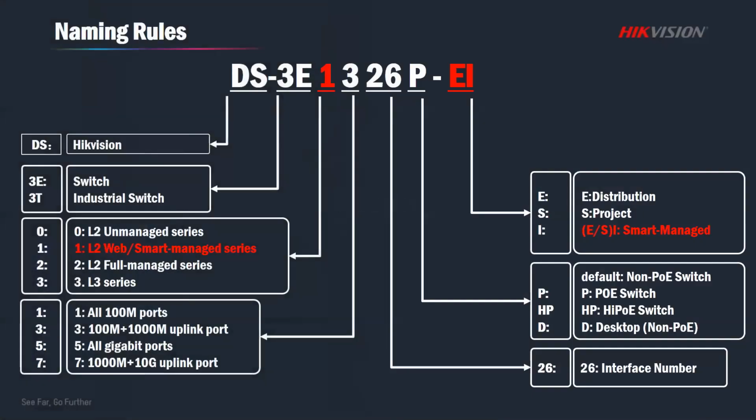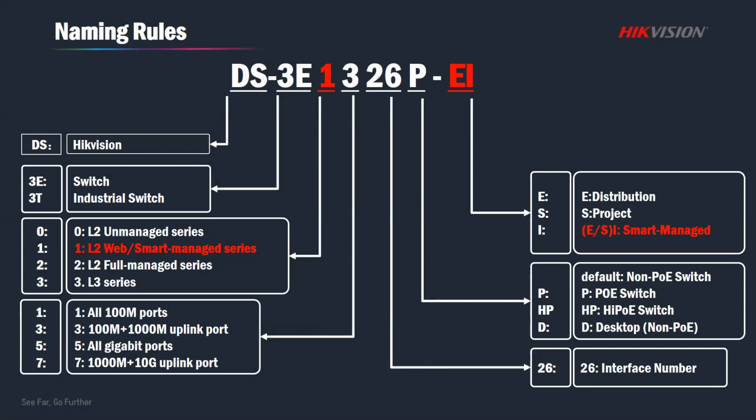So a little bit of general information just about the switches themselves. So again, this is highlighting the smart switches. This is the naming rules that we use over at Hik. So I'll quickly run through them. Anything that's not DS basically means it's Hikvision equipment. The 3E or 3T means it's a switch or an industrial level switch. Obviously, we do a range of industrial switches, so they're uprated for harsher environments, etc. And then the important thing for what we're talking about today is whether it's a web-based smart managed series. So that needs to be one in that part of the part number there.